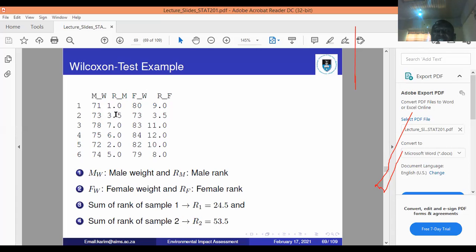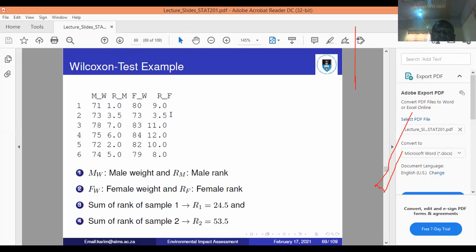So you can see that these ones are 2. So that means we'll add the positions and divide by 2. So we are going to take 3 plus 4, because we are adding the positions. 3 plus 4 will give us 7. Then we divide by 2, so we'll get 3.5, isn't it? So 73 on the male side will take 3.5, and then 73 on the female side will also take 3.5.